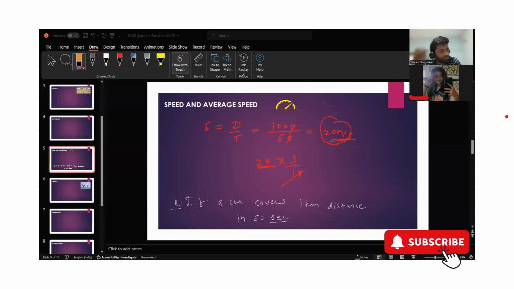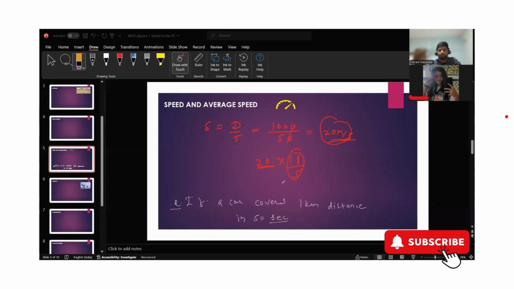So for speed in kilometer per hour, we will do 20 meter per second into 3,600 seconds upon 1,000 meters. Correct, that's how we get 72. There is one more shortcut: if you want to convert from meter per second to kilometer per hour, just multiply it by 18 by 5.